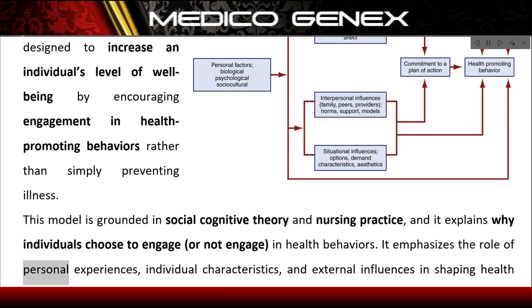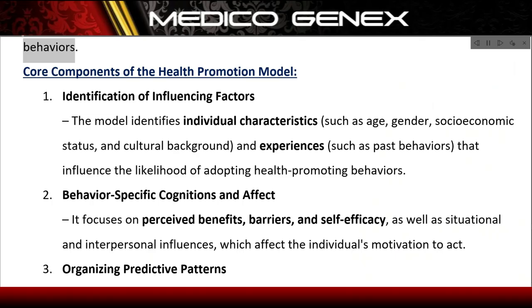It emphasizes the role of personal experiences, individual characteristics, and external influences in shaping health behaviors. Core components of the health promotion model. Identification of influencing factors: the model identifies individual characteristics, such as age, gender, socioeconomic status, and cultural background, and experiences, such as past behaviors, that influence the likelihood of adopting health-promoting behaviors. Behavior-specific cognitions and affect: it focuses on perceived benefits, barriers, and self-efficacy, as well as situational and interpersonal influences, which affect the individual's motivation to act.